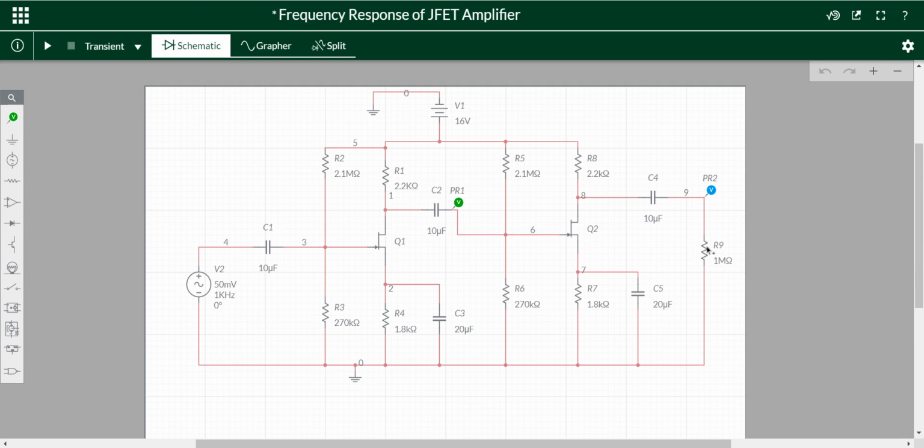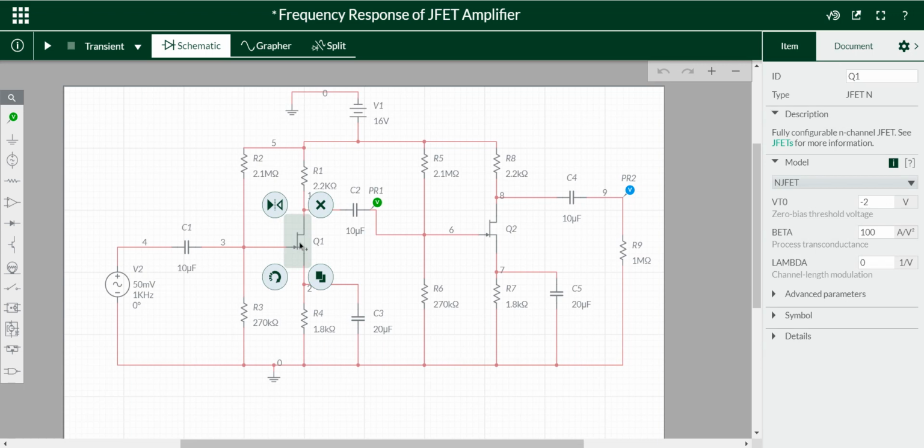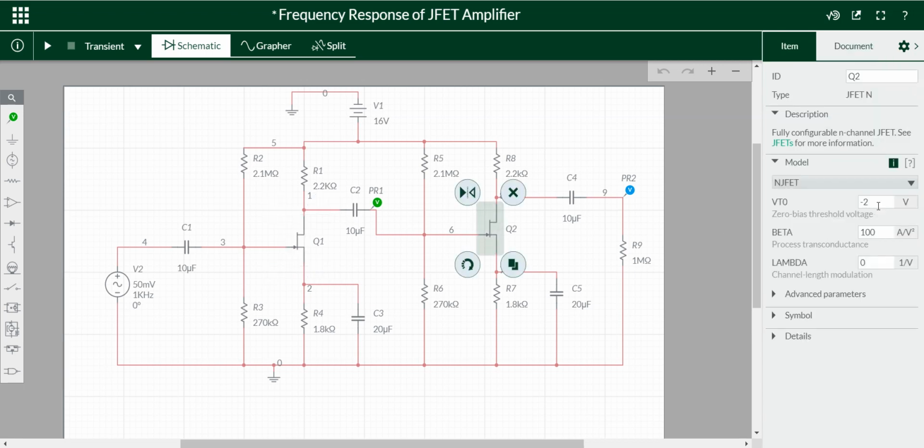After this, go to settings, click on the FET, and change the value of its parameter VTO, that is threshold voltage, to -2 and the beta value to 100 amperes per volt square. Similarly, for the second JFET, change the value to -2 and beta to 100 amperes per volt square.